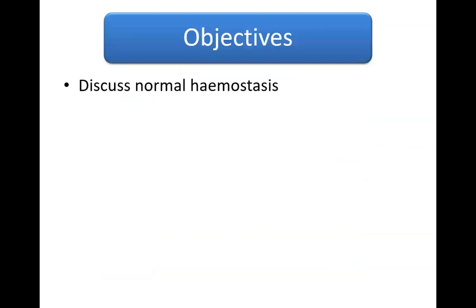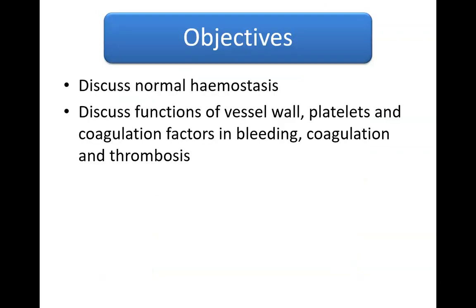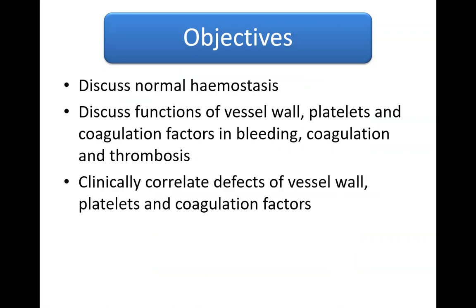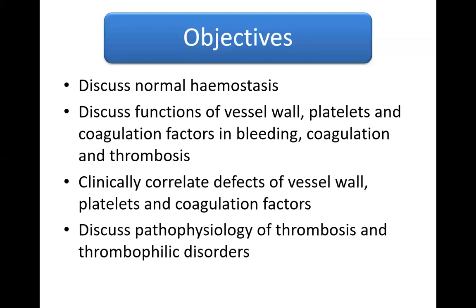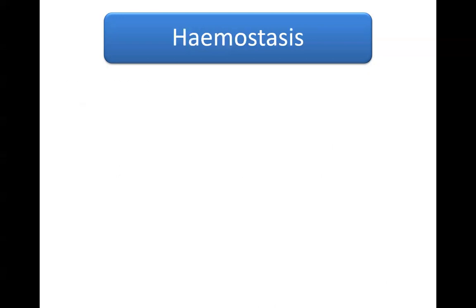Okay, these are the objectives. Discuss normal hemostasis, discuss functions of vessel wall, platelets and coagulation factors in bleeding, coagulation and thrombosis, clinically correlate defects of vessel wall, platelets and coagulation factors, and discuss pathophysiology of thrombosis and thrombophilic disorders.